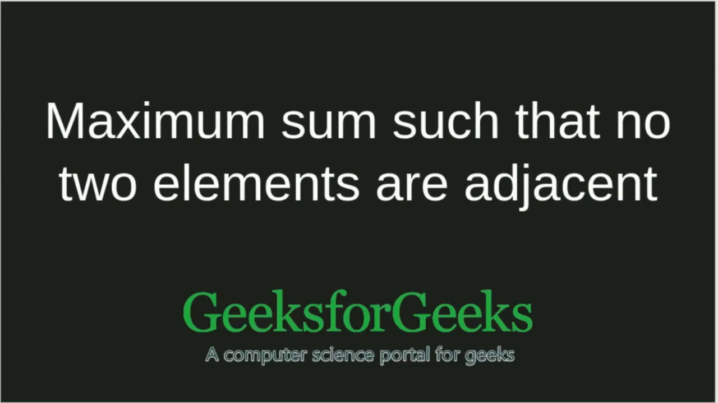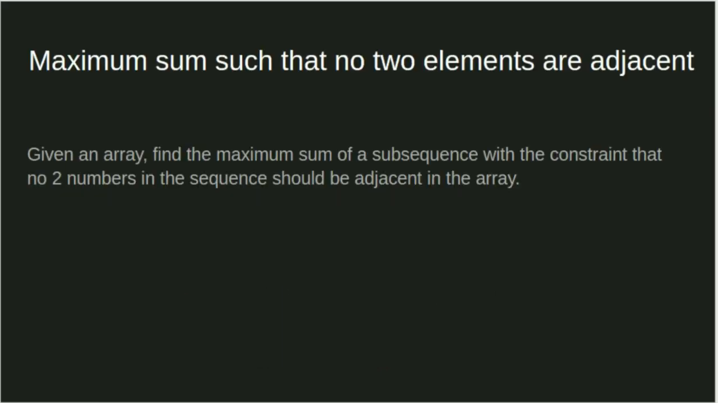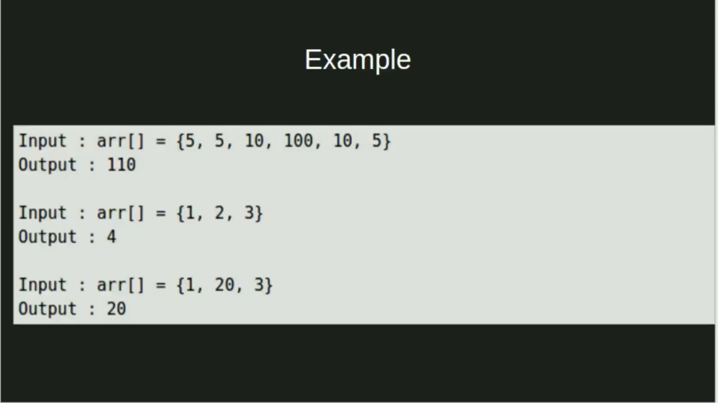In this tutorial, we'll be looking at how to find the maximum sum such that no two elements are adjacent. We have an array. We'll have to find the maximum sum of a subsequence with the constraint that no two numbers in the sequence should be adjacent. Let's look at an example.